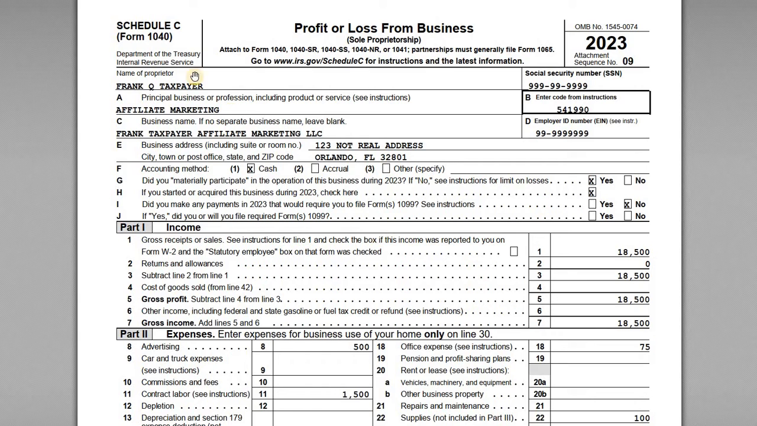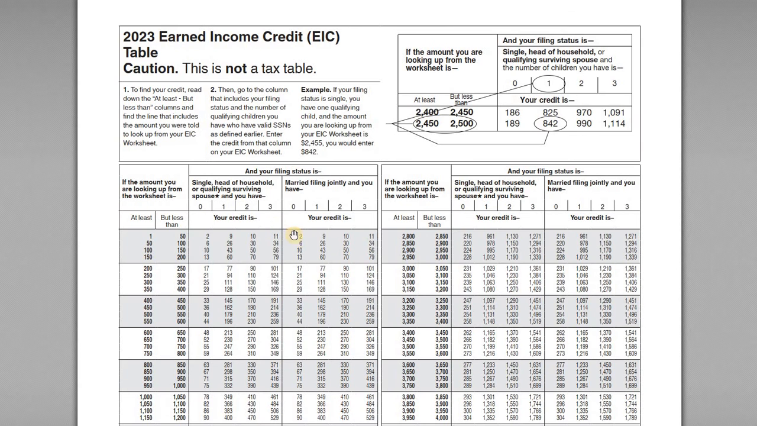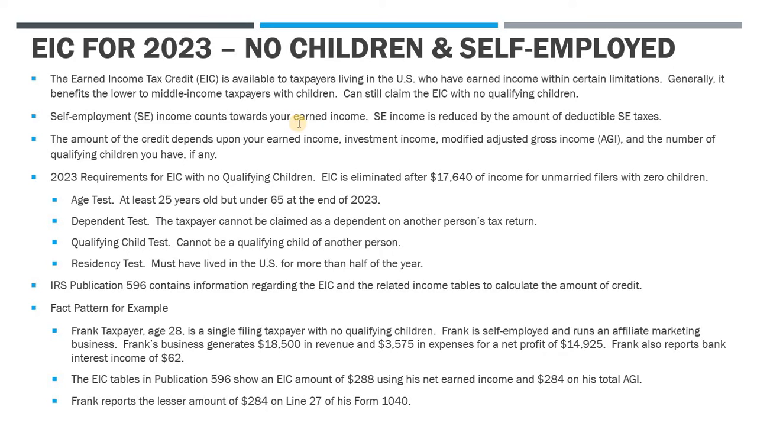So we'll have a look at the net profits from his Schedule C business and how he can calculate some of that earned income credit. Now, we've also got the publication 596 here for the earned income credit. And this is helpful because it contains a lot of rules and worksheets, and it also has the EIC tables where we look up the amount of credit available to us based on our earned income. And then lastly here I've got one slide covering some background on the earned income credit and then more details on the fact pattern that we're going to be looking at in this video.